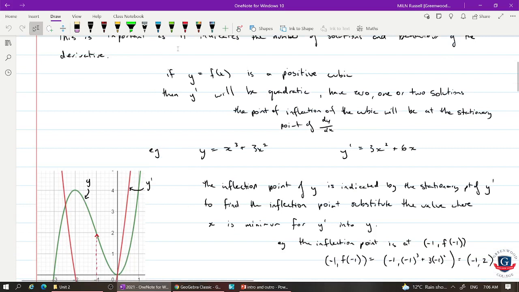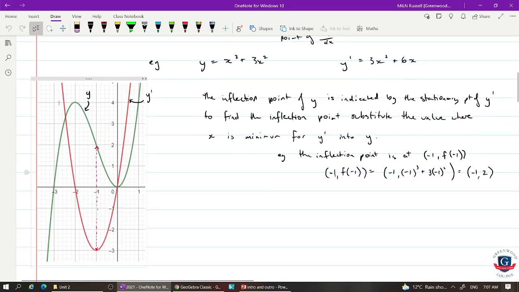So if y equals f of x and it's a positive cubic, then the derivative will be a quadratic. It will have 0, 1 or 2 solutions. The point of inflection of the cubic will be at the stationary point of the derivative. So if we have y equals x cubed plus 3x squared, this green line, y prime will be 3x squared plus 6x, the quadratic here. I've drawn them both on the same set of axes.